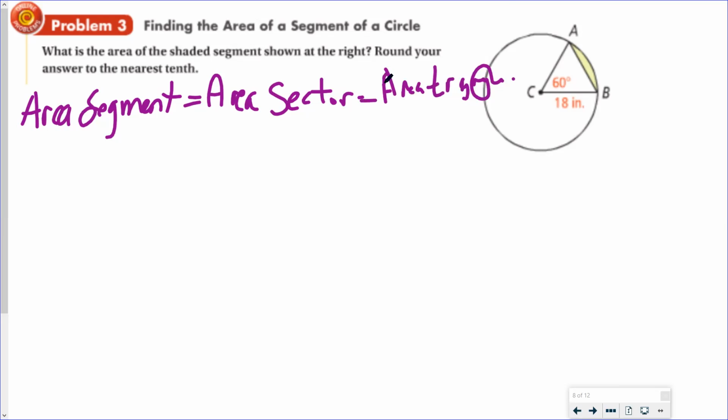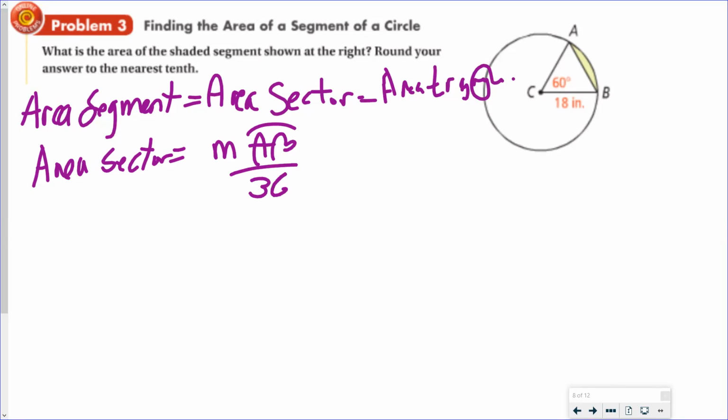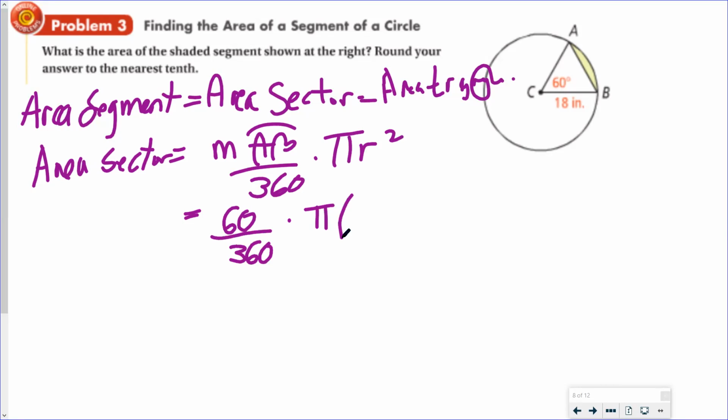So I need to find two areas now, the area of a sector and the area of the triangle. The area of a sector is the measure of an arc AB over 360 times π times r squared. The measure of AB is what? 60. Over 360 times π, and what is the radius of the circle here?